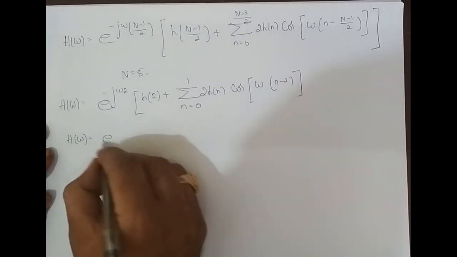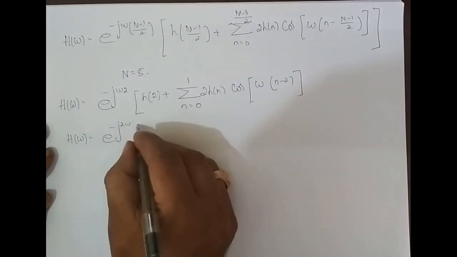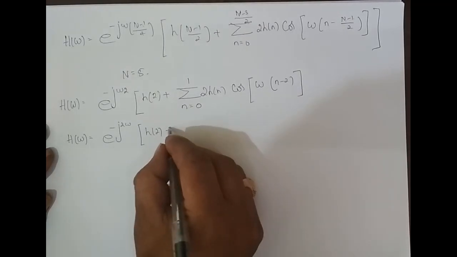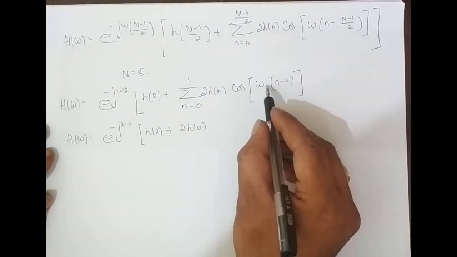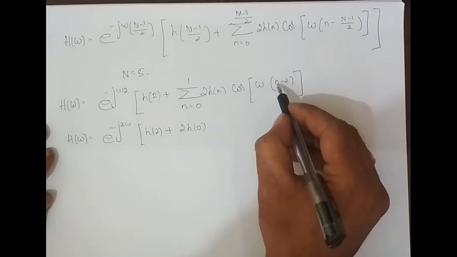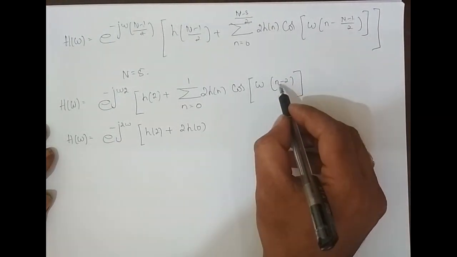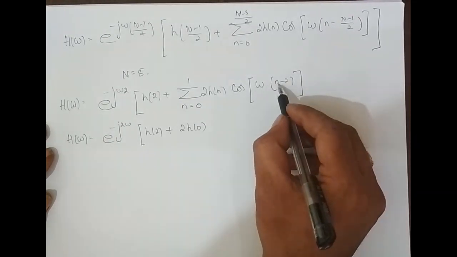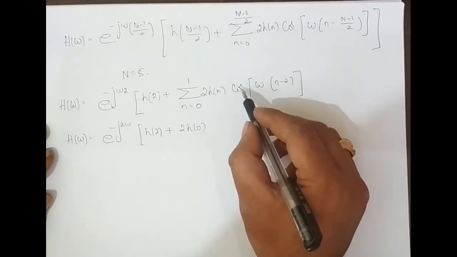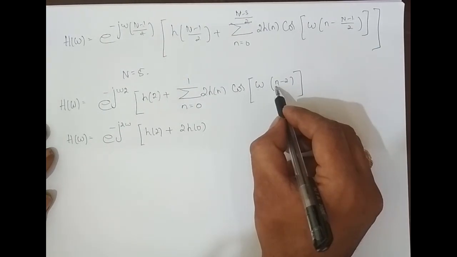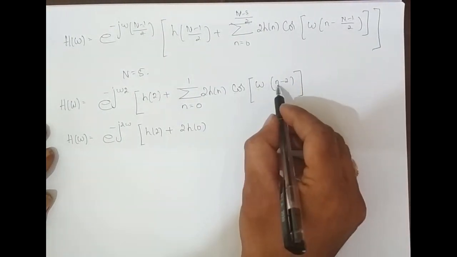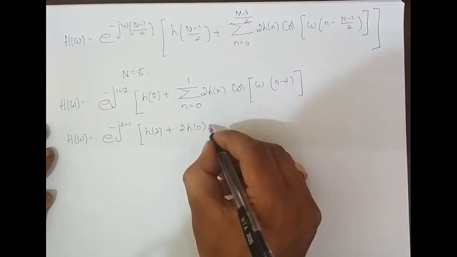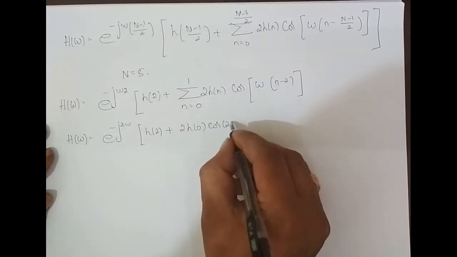H of omega is e power minus j 2 omega into h of 2 plus, when n equals 0, it is 2 times h of 0 into cos of minus omega times 2, which is 2 omega. So cos of minus 2 omega is cos of 2 omega because it's symmetric, right? So what do I end up with? Here is cos of 2 omega.